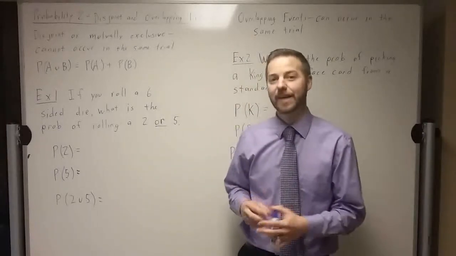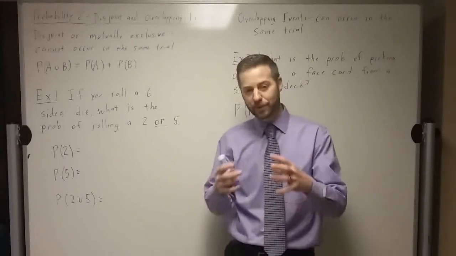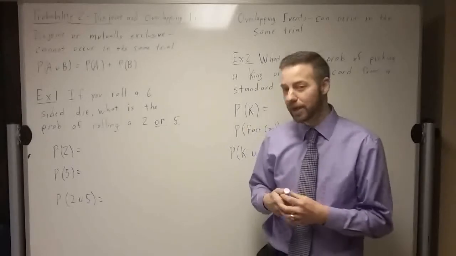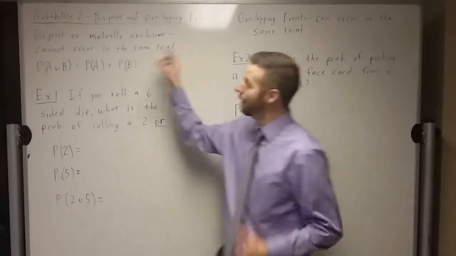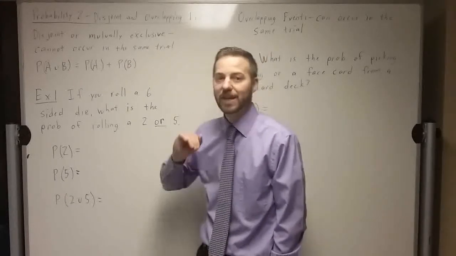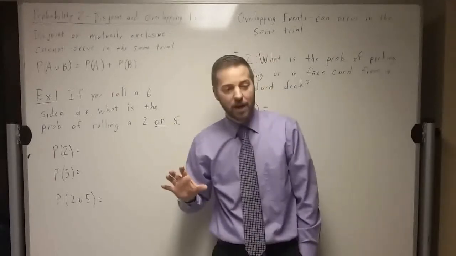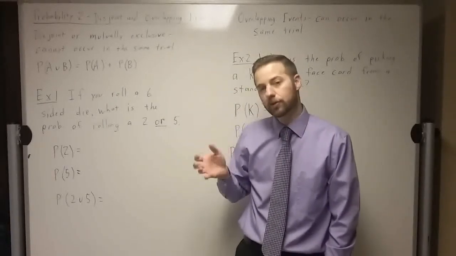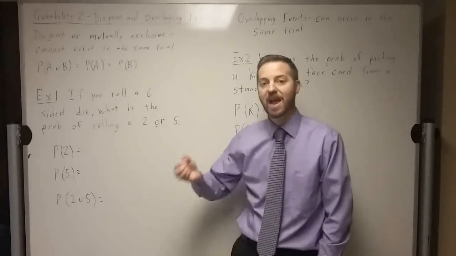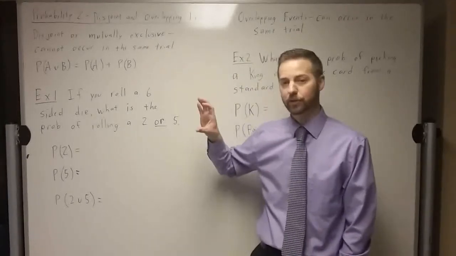So today we're going to look at disjoint and overlapping events. This becomes a big deal when we have an "or" in our problem. If two events are disjoint, or mutually exclusive, that means they can't both happen at the same time. For example, pulling a 7 or pulling a 2 out of a deck of cards: it's impossible to pull out one card that's both a 7 and a 2 at the same time. Therefore, those events are disjoint, mutually exclusive.